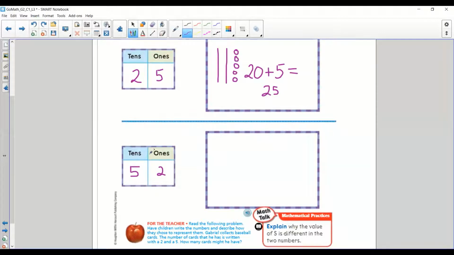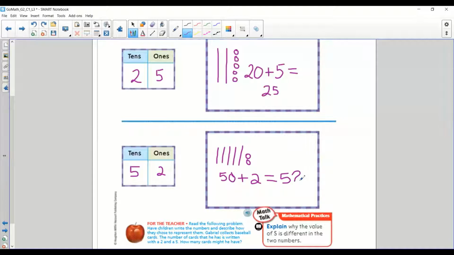So let's do a quick picture of 5 tens. 1, 2, 3, 4, 5. And 2 ones. 1, 2. That is 52. And the value of 5 tens is 10, 20, 30, 40, 50. So we write 50 plus 8. I mean, plus 2. That looks like an 8. That's why I was thinking 8. But we have only 2 ones. And 50 plus 2 equals 52.